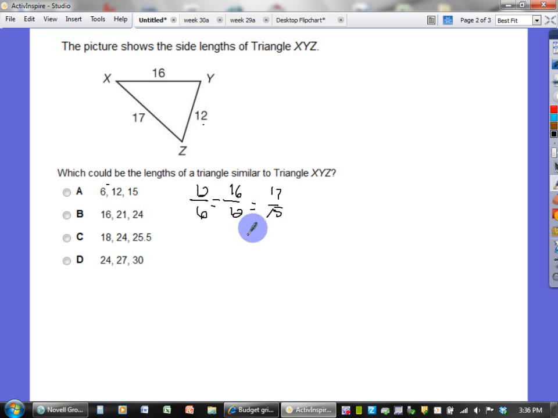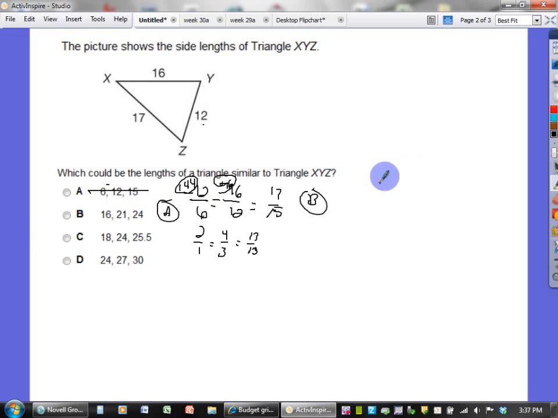And then once again, cross products, 12 times 12, 144, and then 16 times 6 is 96. So since these two cross products don't equal each other, that can be an answer. We could also simplify this to 2 to 1, 4 to 3, and 17 to 15. So this wouldn't work out anyway. That was letter A. So let's go to letter B.